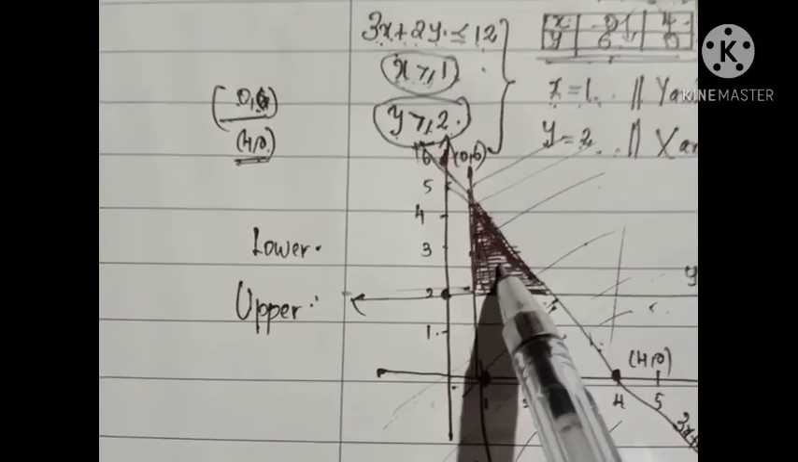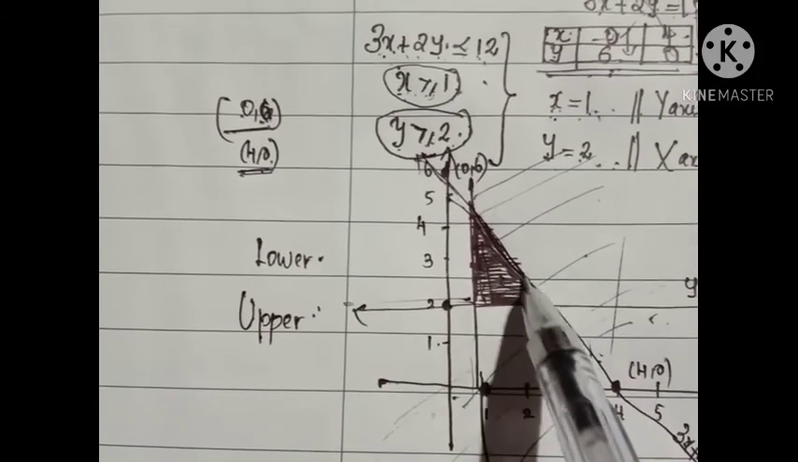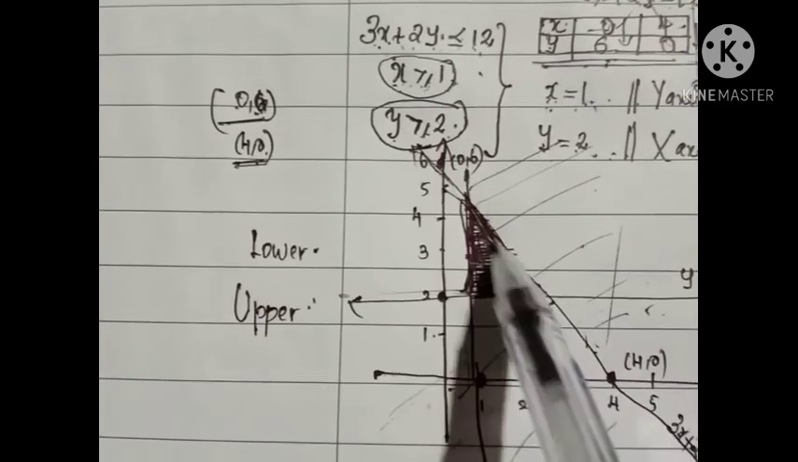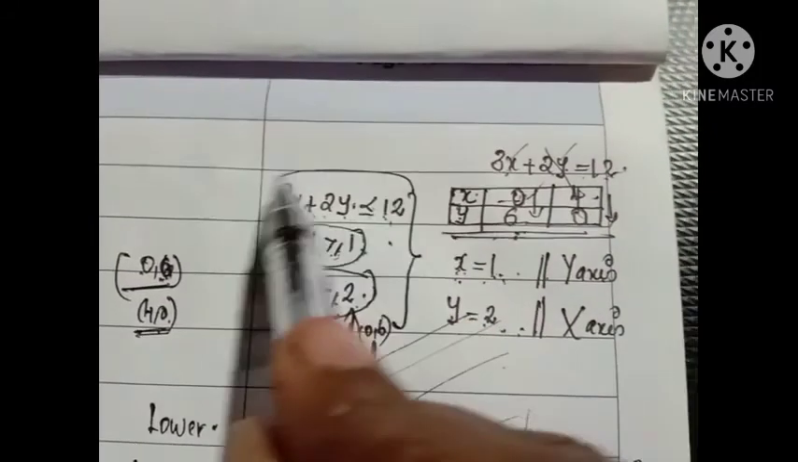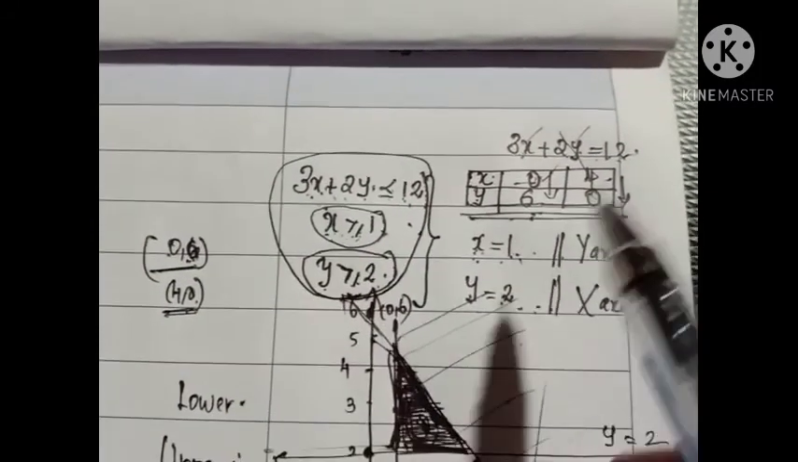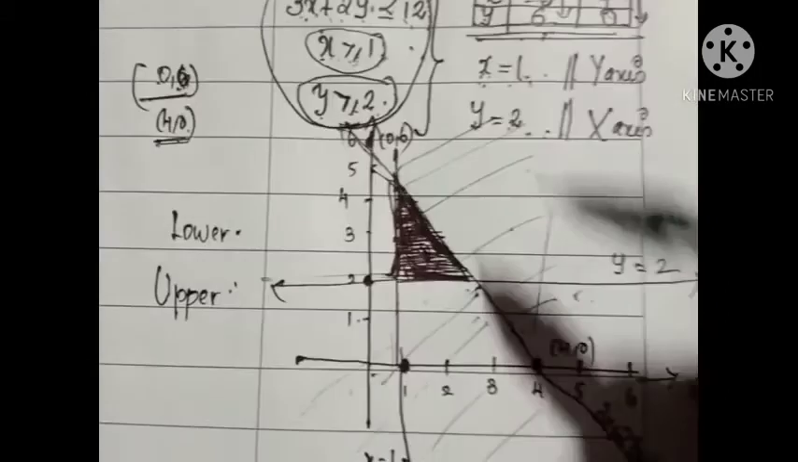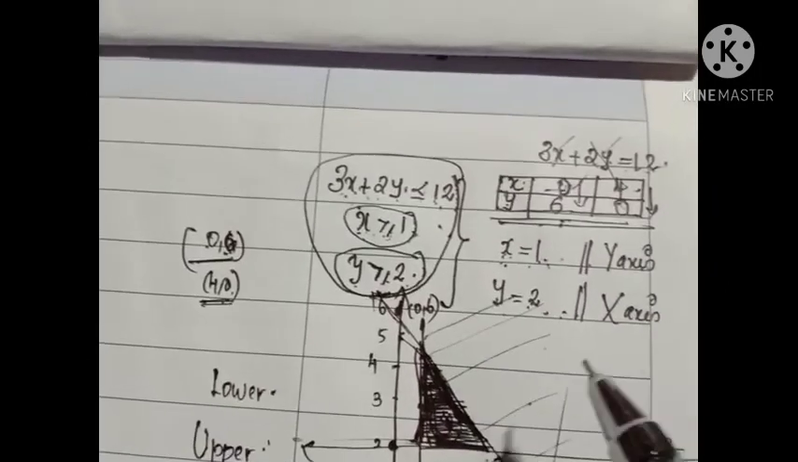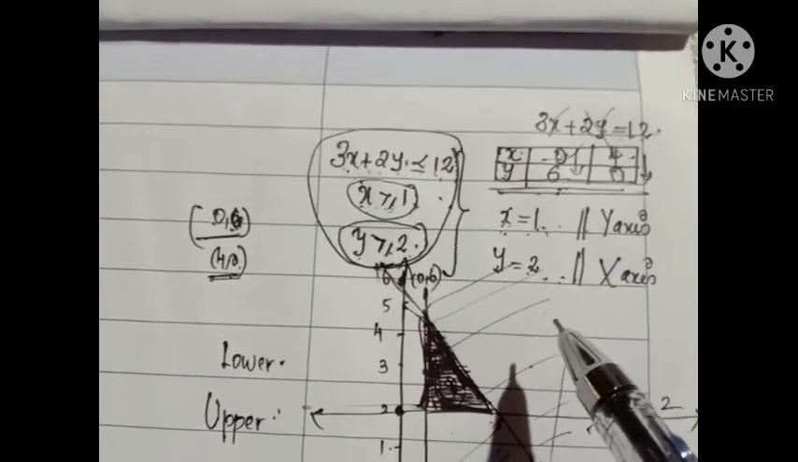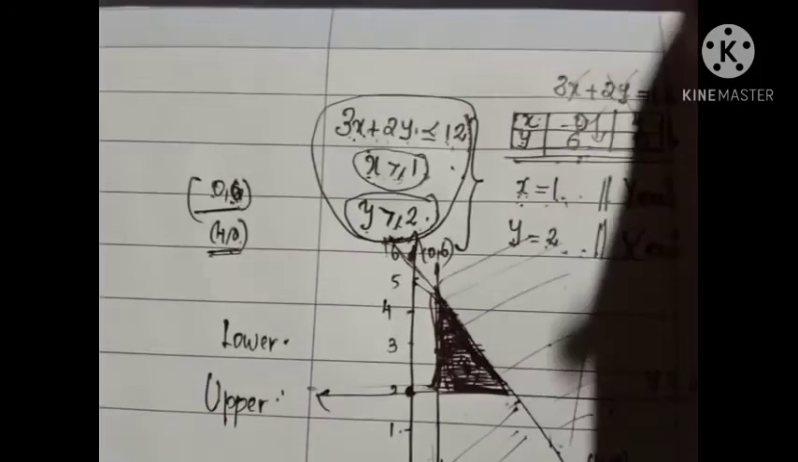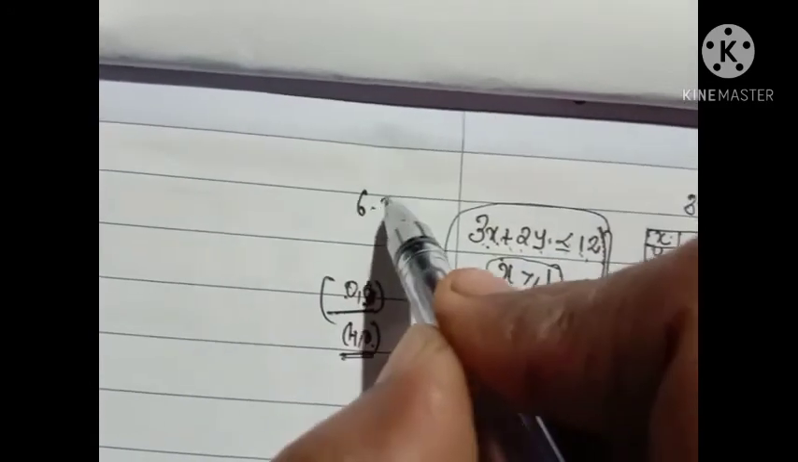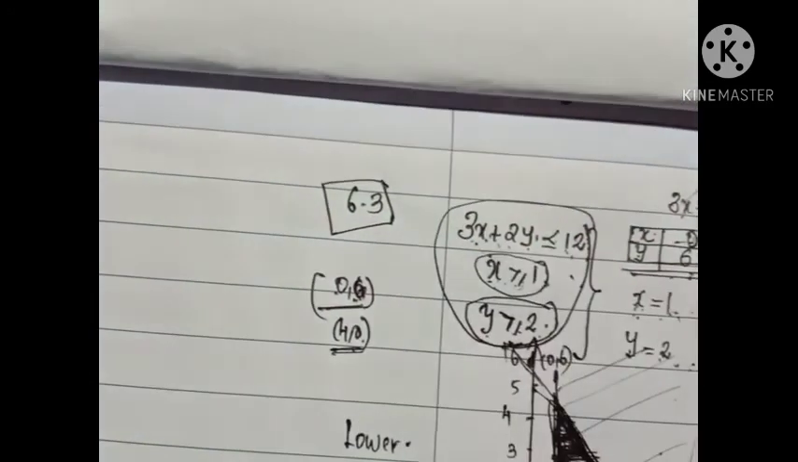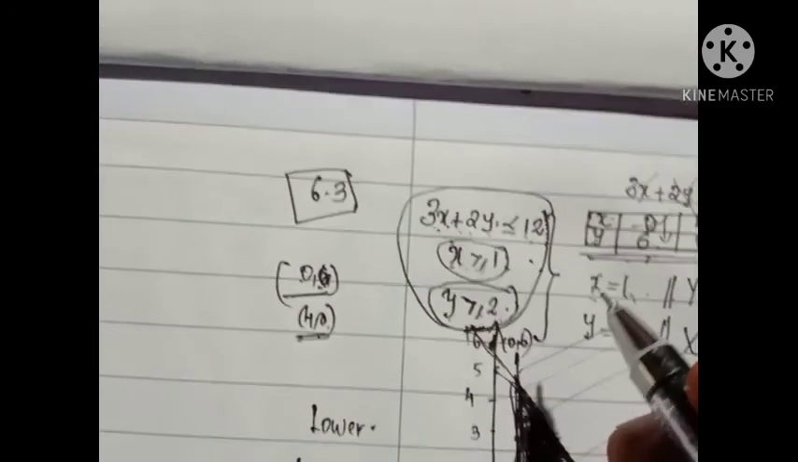Putting them together, you can see a common region, this triangle. All the points on these lines and inside this triangle are the solutions of the given system of inequalities. So this is the method of representing any system of inequalities graphically. You can see a lot of problems in your exercise 6.3, so go through the exercise questions and do it well.